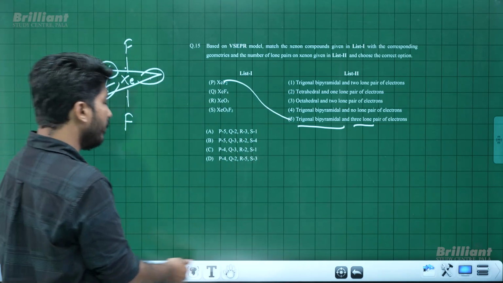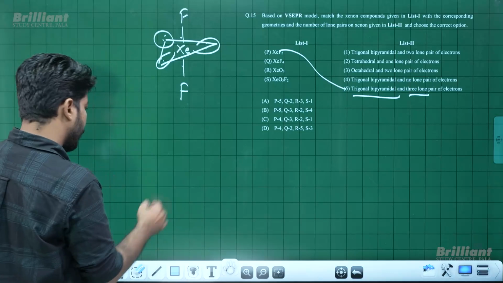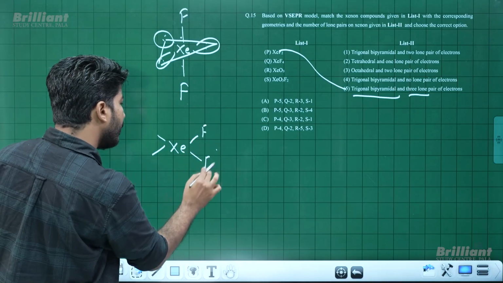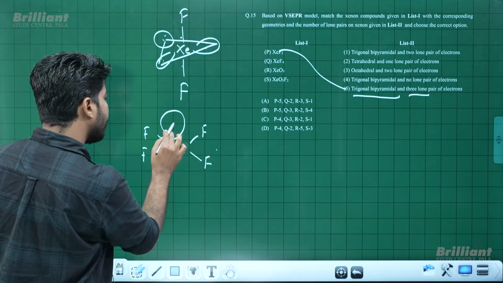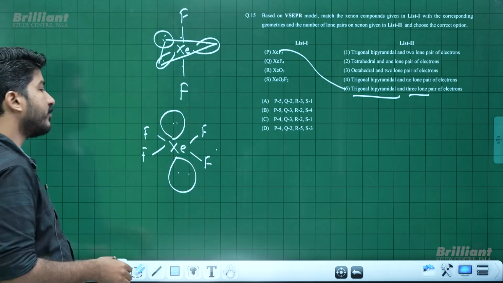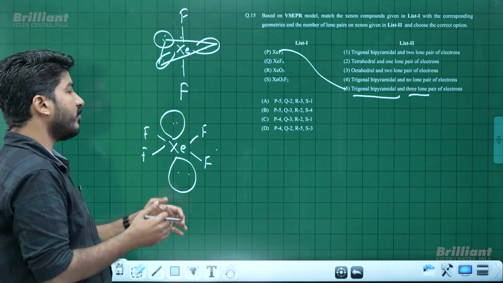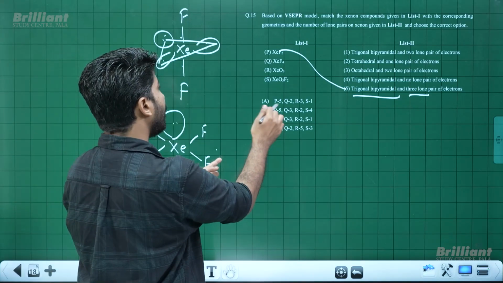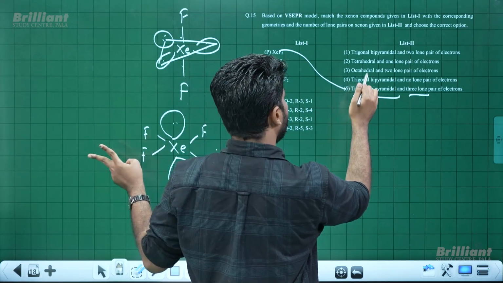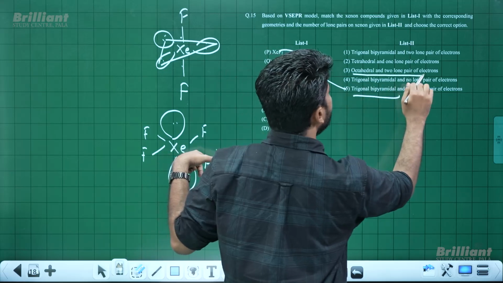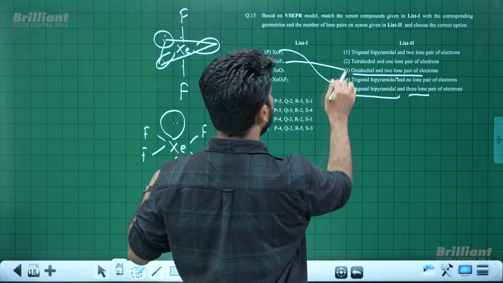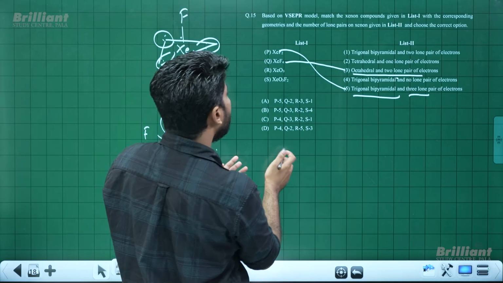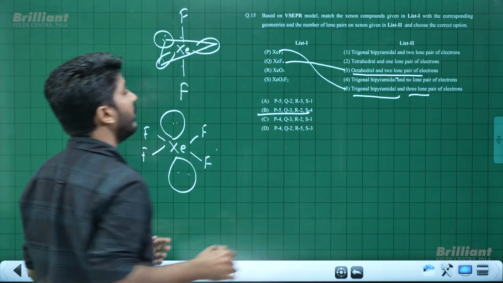Then let's look into Q. XeF4 is Q. The structure of XeF4, if you draw it, has 2 lone pairs on the xenon center, and it has an octahedral electron pair geometry, with 2 lone pairs of electrons on xenon. That will be option 3. So there itself our answer is ready. P5 and Q3, right? Option B.